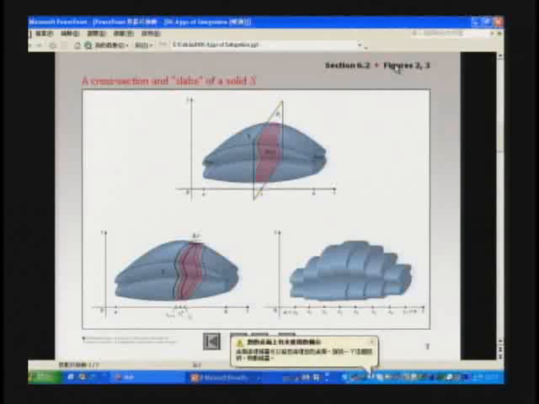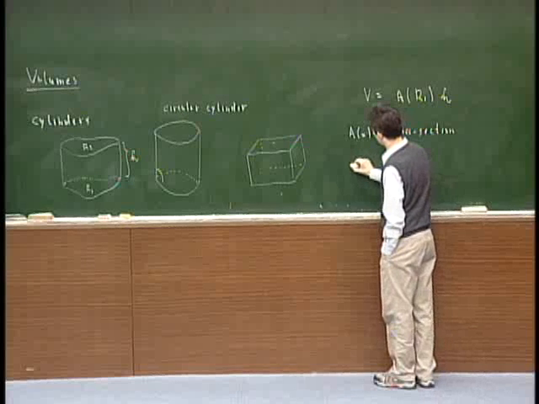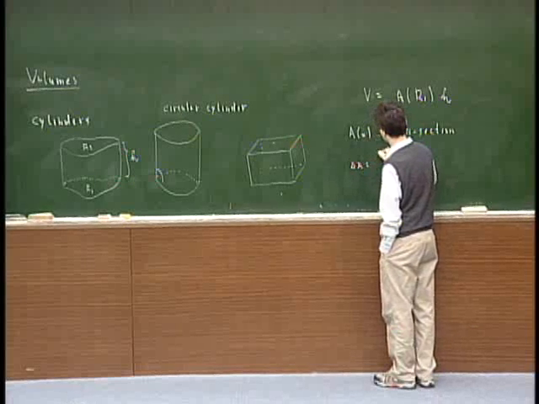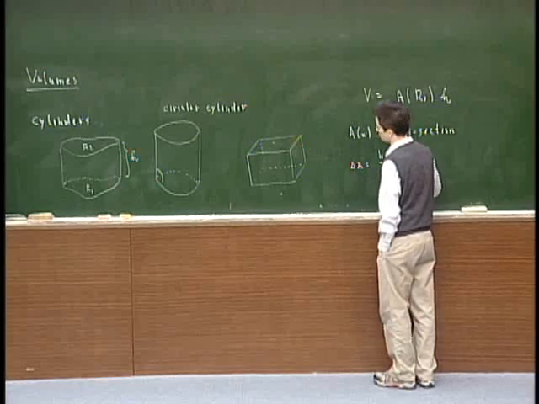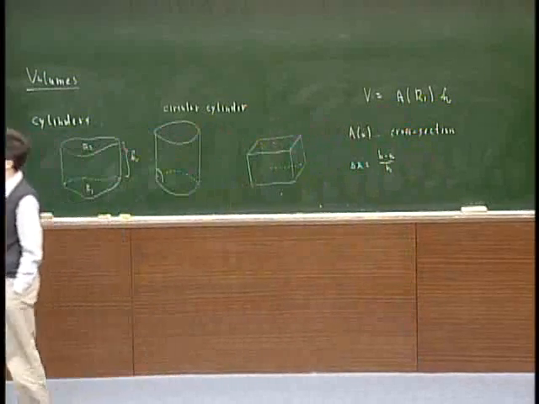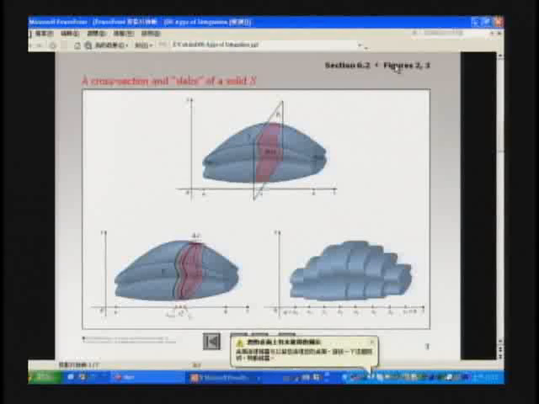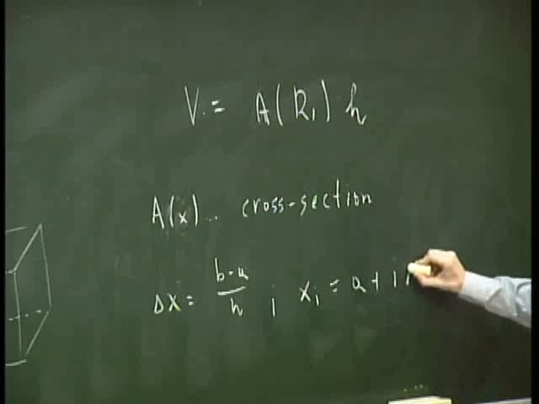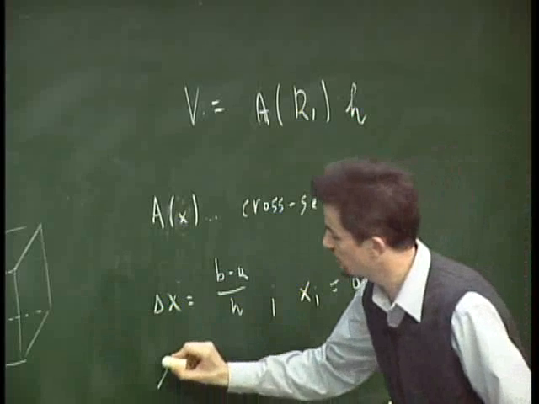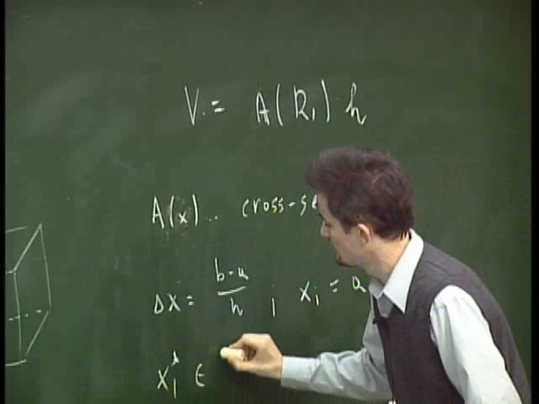So what we do is, if we assume that the solid is placed such that it lies, if you look at the x-axis, between A and B, then we define again a delta x, which is (B minus A) over n. This is the length of one of those subintervals. You have the points x_i, which is A plus i times delta x. You choose a sample point x_i star in the i-th interval.